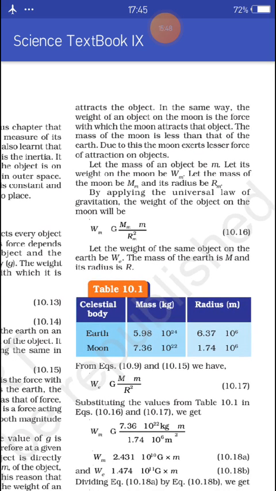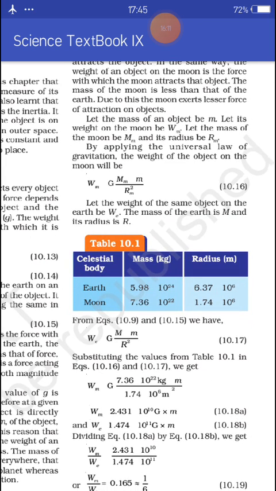Let its weight on the moon be Wm, which means the weight of the moon. Mass of the moon be M into m, and the radius be Rm. So we can write the universal law of gravitation, applying this equation: Wm is equal to G M m upon Rm square.